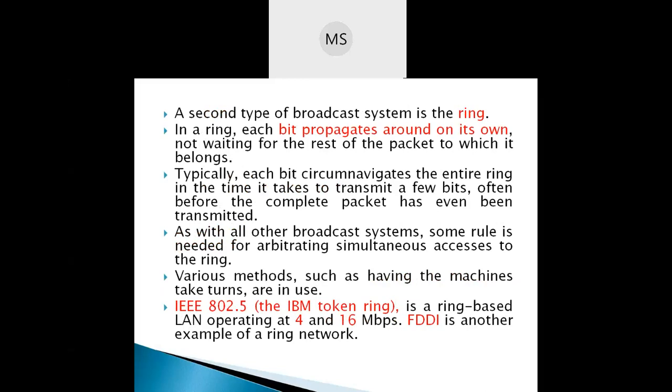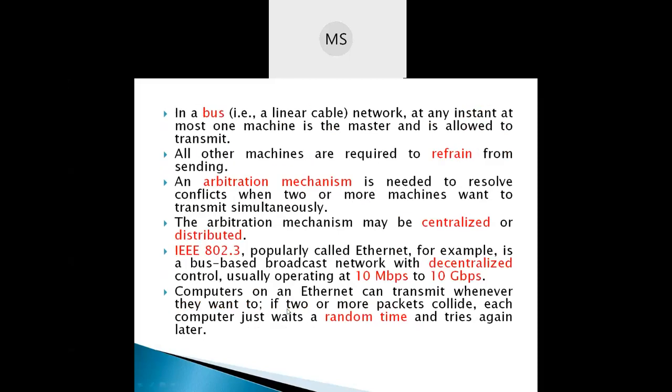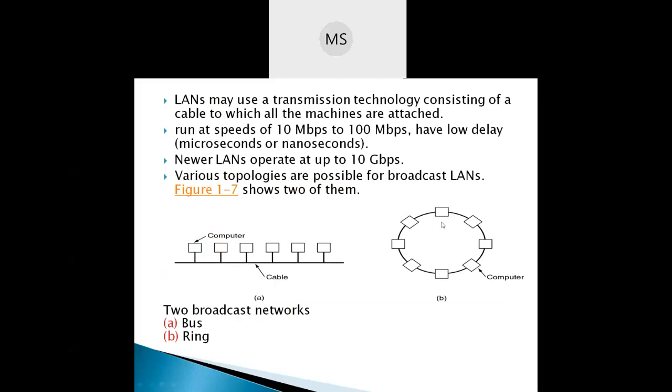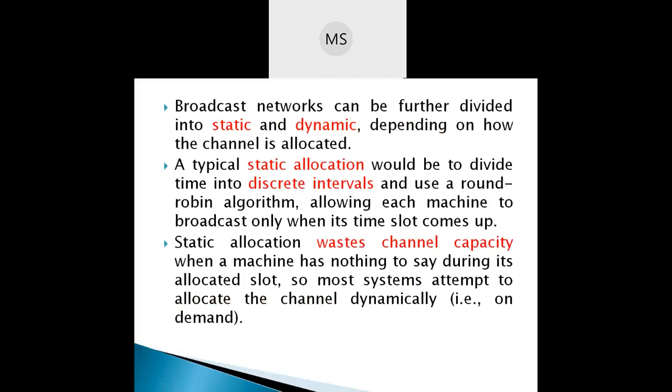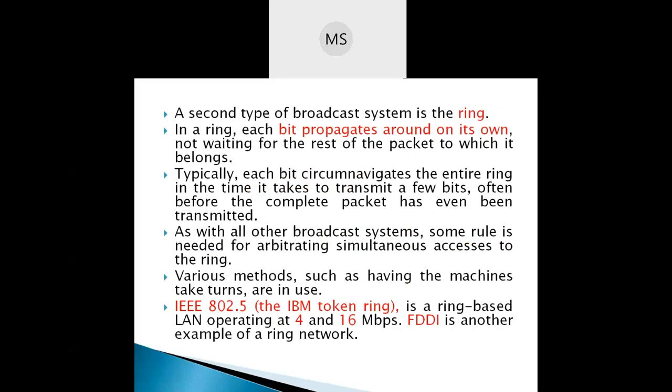The second type of broadcasting is the ring topology. In this ring topology, one bit will be rotated around the ring. If any system wants to transmit data, it has to capture that bit, and only that system is permitted to transfer the data. All the remaining systems have to wait to get that bit. So the second type of broadcast system is the ring.